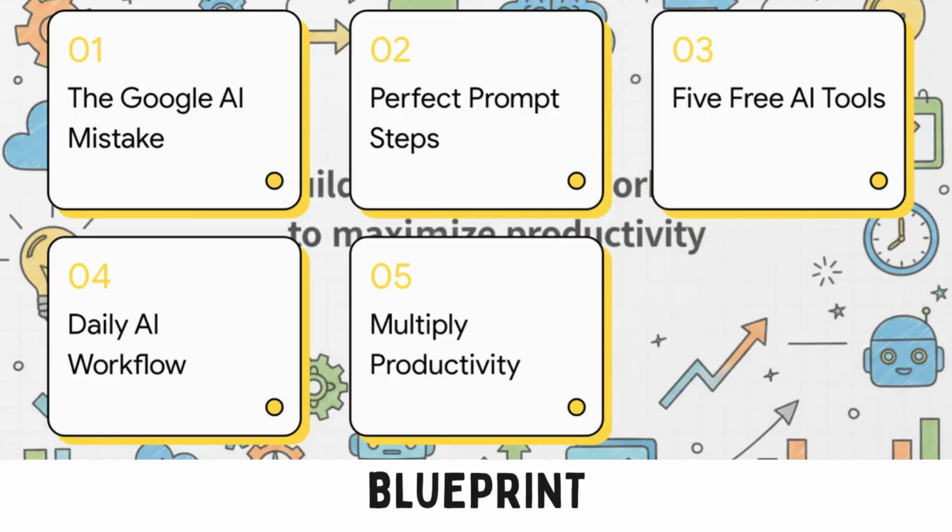So, here is the blueprint for our explainer today. First, we'll uncover the Google AI mistake. Then we'll break down the 3-step perfect prompt. Third, I'll introduce you to 5 free AI tools you absolutely need. After that, we're going to build a project step by step in your daily AI workflow. And finally, we'll wrap up with the ultimate goal, multiplying productivity.